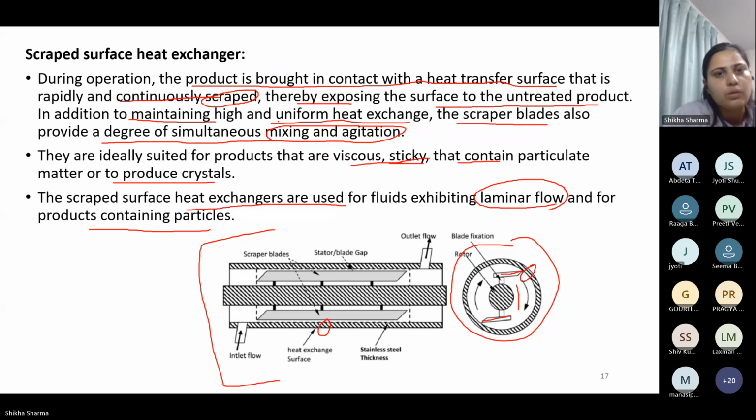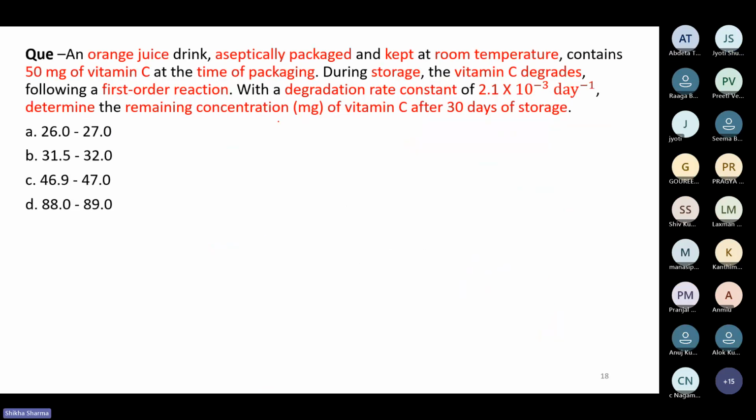The next question is a problem. So we need to solve this problem. An orange juice drink is aseptically packaged and kept at room temperature, which has 50 mg of vitamin C. This 50 mg of vitamin C is the initial concentration. That means at the time of packaging, we have 50 mg of vitamin C in orange juice.